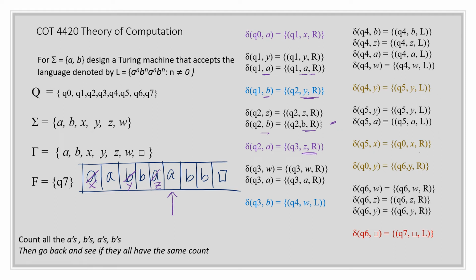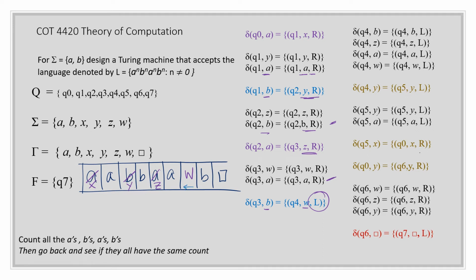Now we have an A. We leave it alone. We move right. Now we have a B. We change it to a W, and we move left. So now we're going to start moving left here.